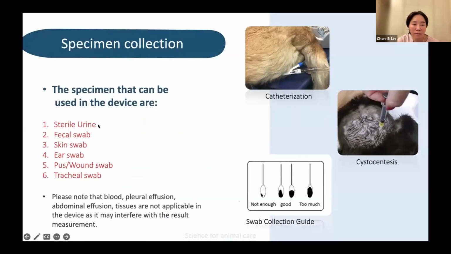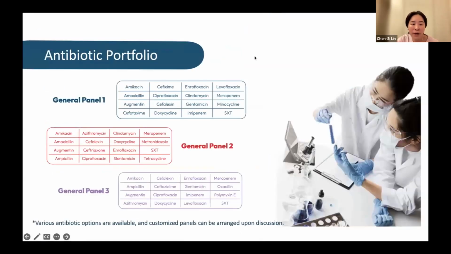The samples you can use with this kind of device include urine, fecal, skin, ear swab, wound swab, and tracheal swab. Finally, this kind of microfluidic-based device gives you results with different antibiotic portfolios, such as the ones we show here: panel 1, panel 2, panel 3. Or you can design your own panel.